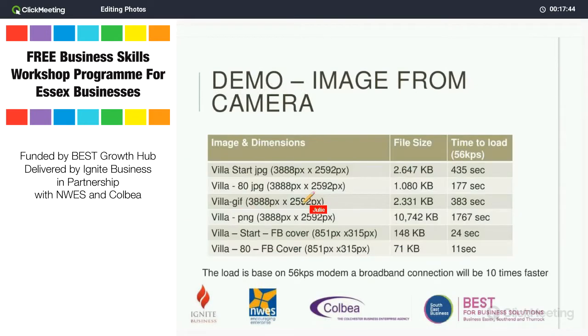So I have a table and it will show me that I had this villa image initially, which you can see here. The first one is the villa size. The image is still the same size as the initial image I showed you. Using a modem, it would take 405 seconds to load onto a website. Now that's too long. Using broadband, it will be 10 times faster, but these days people don't hang around on a page if it's going to take too long to load. They won't want to hang around. They'll go on to the next site.